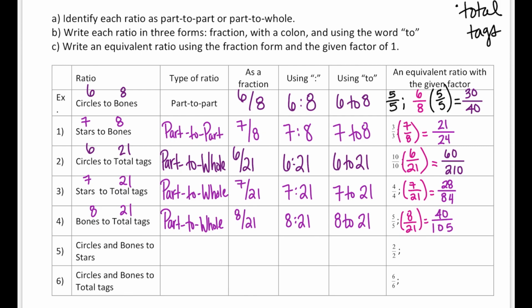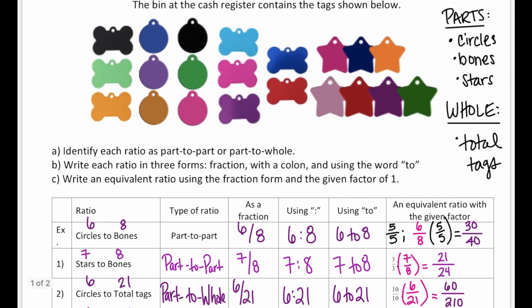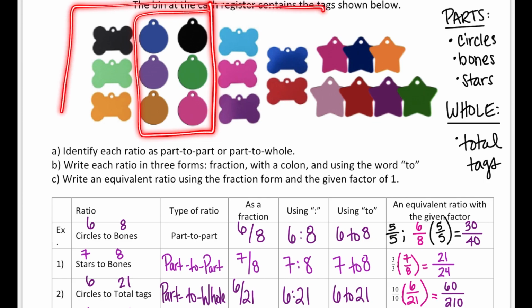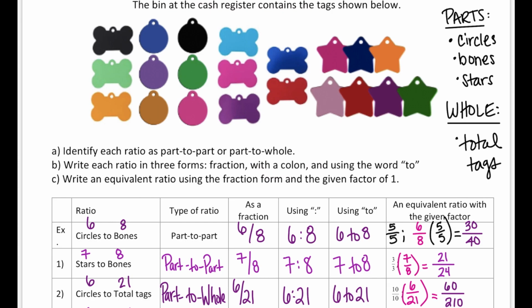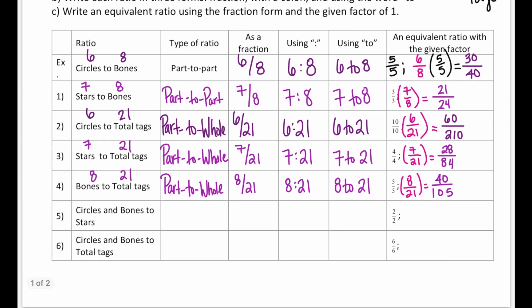Last example here. This one's kind of weird. Circles and bones compared to the number of stars. Let me look at the picture again. Okay, so it wants us to total up the number of circles and the number of bones and compare it to the number of stars. Since we're still only talking about circles, bones, and stars, and nowhere do we talk about total, this is still a part-to-part ratio.